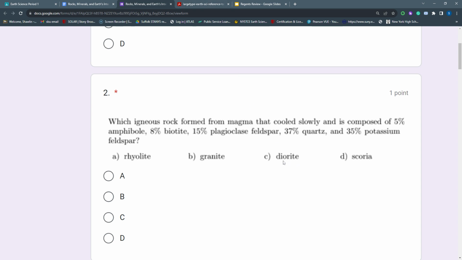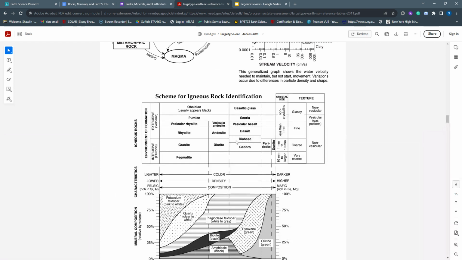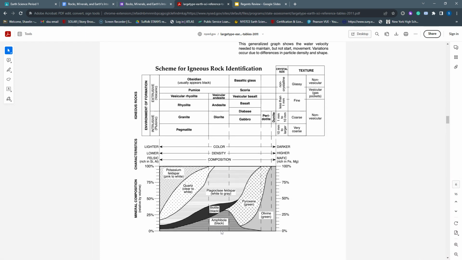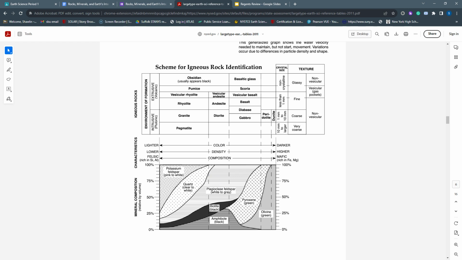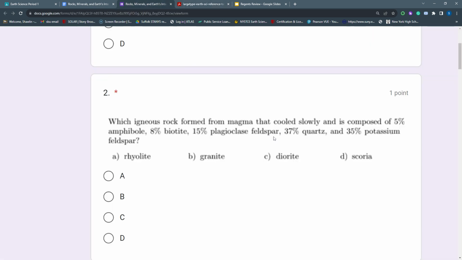Okay, so let's see if diorite has all these minerals I'm looking for. Notice that if I look at diorite and I go all the way down here, this area of my chart shows what minerals are in my rocks. Diorite has a little bit of quartz right here, plagioclase feldspar, biotite, and amphibole. But notice diorite doesn't have any potassium feldspar in it, not even a little bit. So this rock that I'm looking for has 35% potassium feldspar. So diorite can't be it.